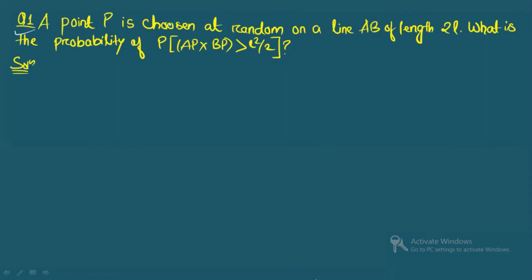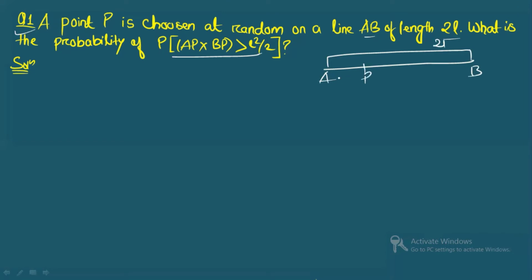It is said a point P is chosen at random on a line AB of length 2L. What is the probability of AP into BP being greater than L square by 2? So you will have to find the probability of this given condition. Here you have a random line AB and the length of this line is 2L, right? A point P is chosen. I'm considering this point to be P and this length X. So the length of BP is what? It is 2L minus X.